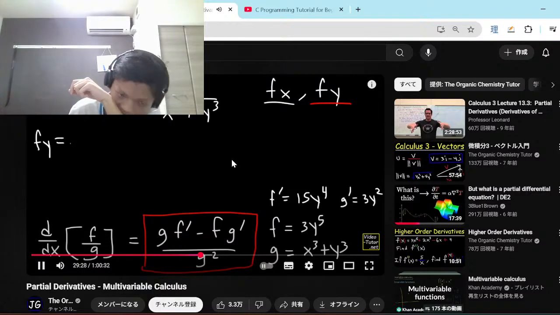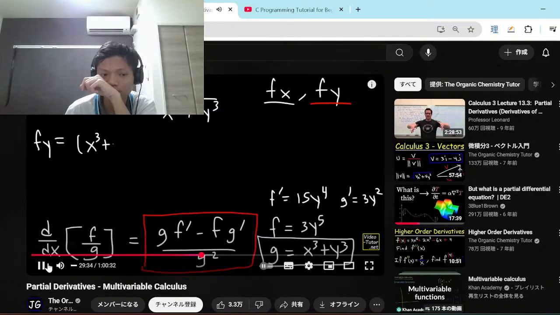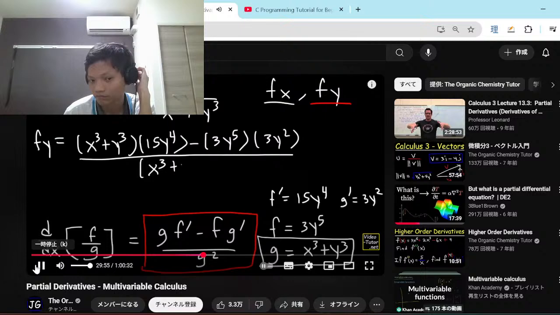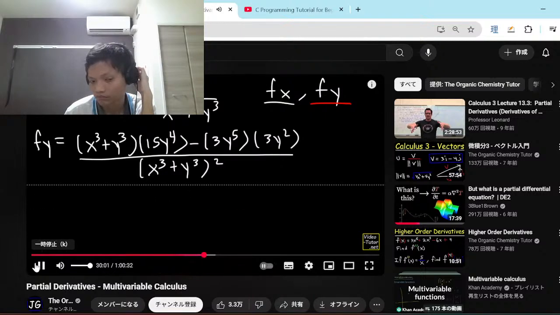So fy is going to be g, which we know is x cubed plus y cubed, times f prime, which is 15y to the fourth, minus f, which is 3y to the fifth, times g prime, which is 3y squared, all divided by g squared, which is x cubed plus y cubed squared. So now let's see what we can do to simplify this expression.